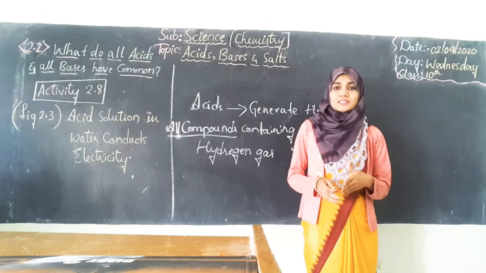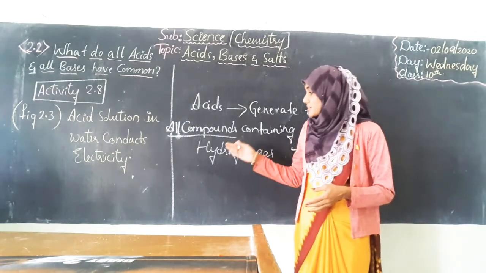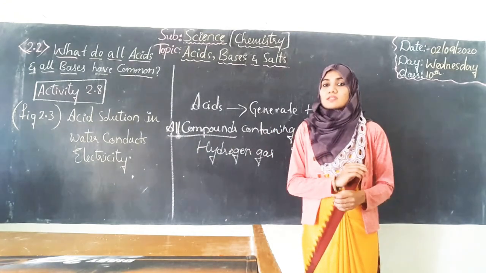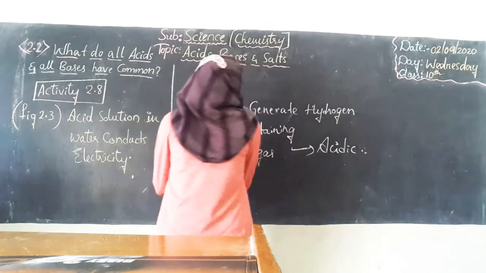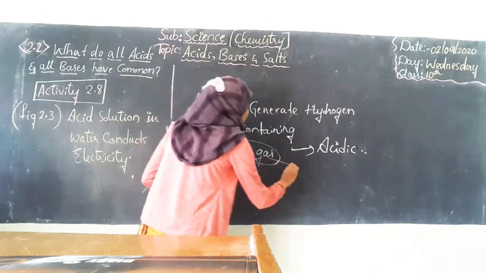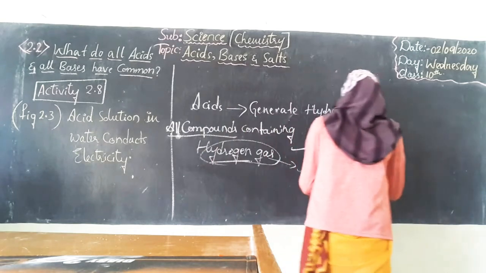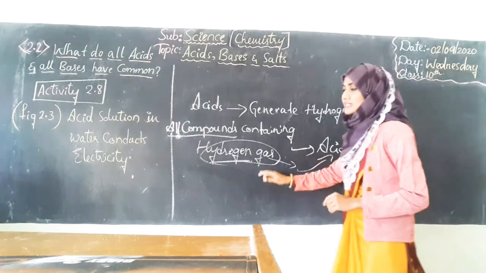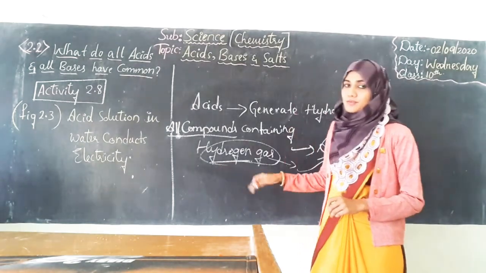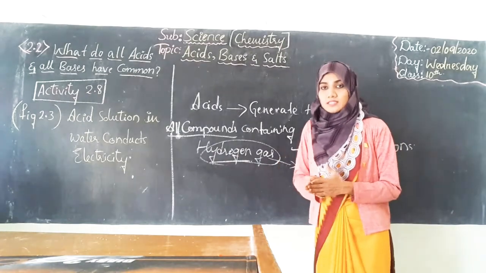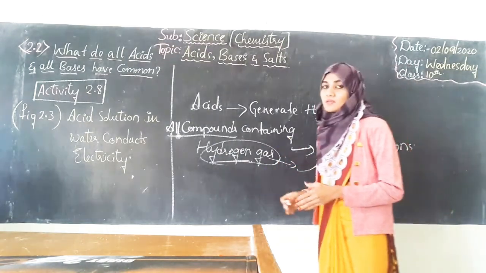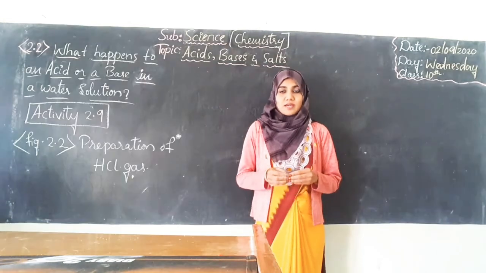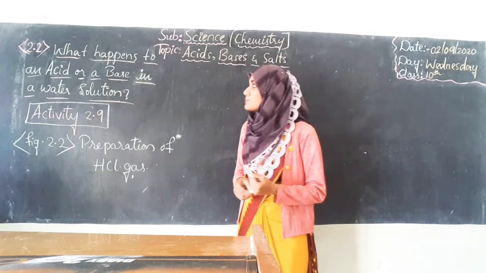Through the activity, finally we can conclude, students, that hydrogen can conduct electricity only in acidic solution, not in the basic solution. So it does not conduct in the glucose solution or the alcohol solution. Hydrogen can only conduct electricity in the acidic solution. So that's about activity 2.8. And now we will see one more activity.